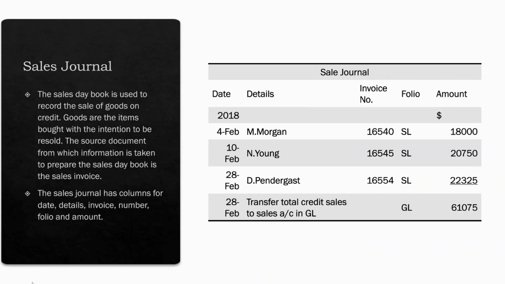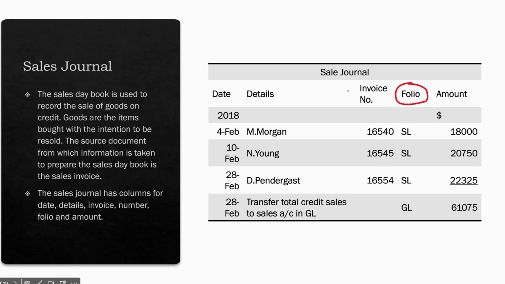It represents the sales journal. So that is how our sales journal will look. We have the date, the details, the invoice number, the folio, and the amount. Now, this word, it tells you where you can find the other parts of this transaction.